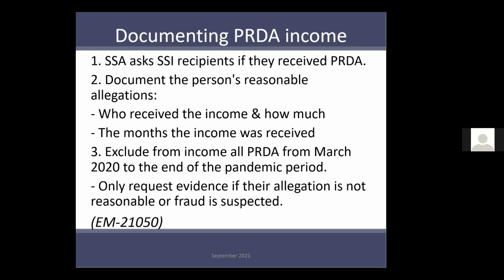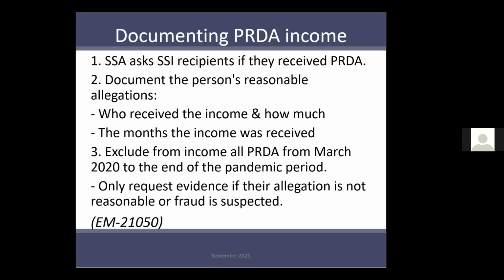The second step is Social Security is supposed to document the person's reasonable allegations about who received the income, how much they received, and the months the income was received. Then they are supposed to exclude from income all of that pandemic-related disaster assistance from March 2020 to the end of the pandemic period. And again, the pandemic period is defined in a chart in this rule. Social Security is only supposed to request evidence if the individual's allegation is not reasonable or if fraud is suspected.